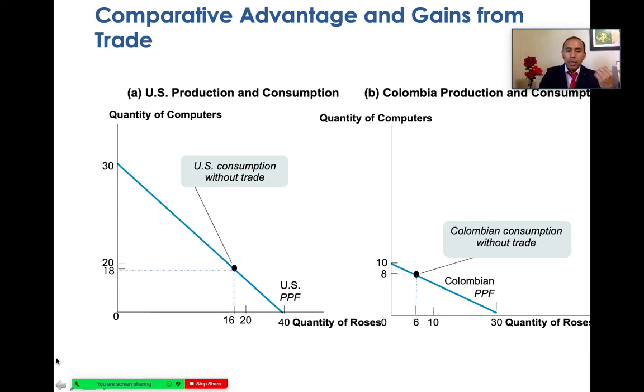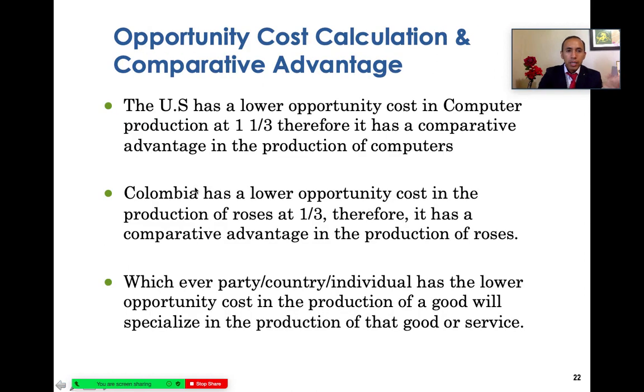So let's take a look at the opportunity cost calculation. The US has a lower opportunity cost in computer production at 1 1/3. We figured out that the US had the lowest opportunity cost in computer production. Therefore, it has a comparative advantage in the production of computers. It can produce computers at a lower cost. We calculated the opportunity cost of the US at 1 1/3. Colombia has a lower opportunity cost in the production of roses at 1/3, for every 1 computer produced.